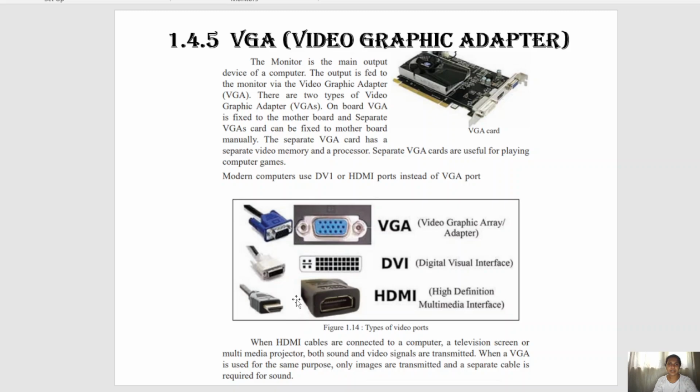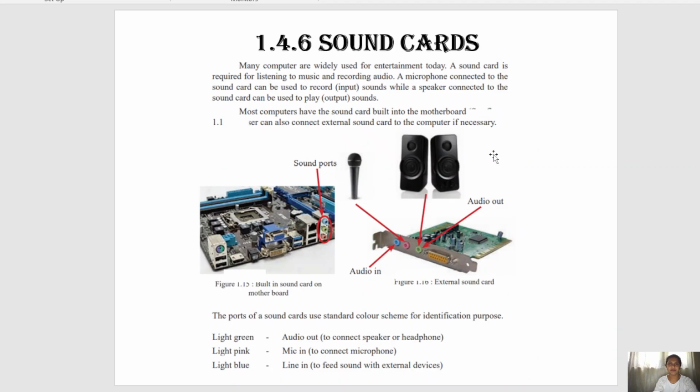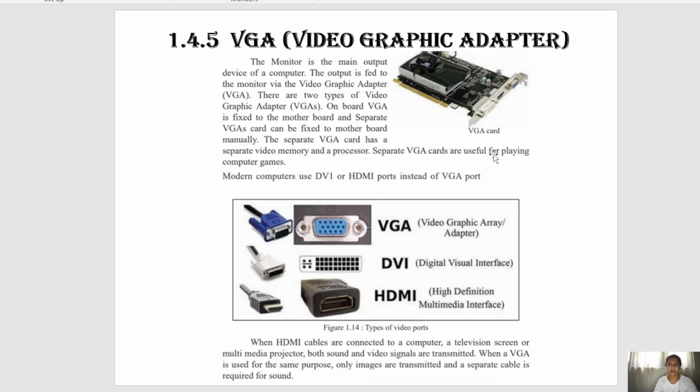There are two types of VGAs: onboard VGA and separate VGA. Onboard VGA is fixed to the motherboard and separate VGA can be fixed to the motherboard manually. The separate VGA card has a separate video memory and a processor. Separate VGA cards are useful for playing computer games. Can you see this is a VGA card, and there are some ports which are used to connect VGAs.